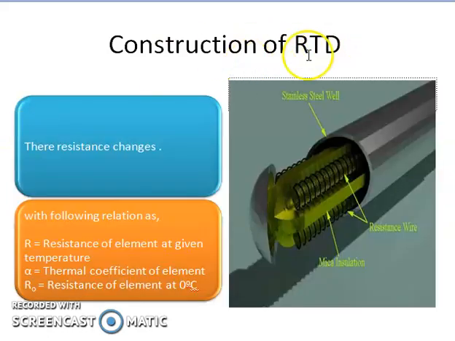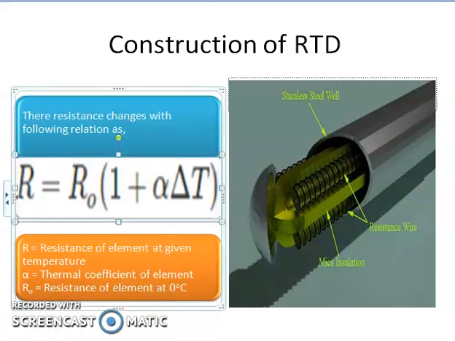Now, construction of RTD, their resistance changes with the following relationship, and the equation is R is equal to R0 into 1 plus alpha into delta T, where R is the resistance of element at given temperature and alpha is the thermal coefficient of the element and R0 is the resistance of element at 0 degree.